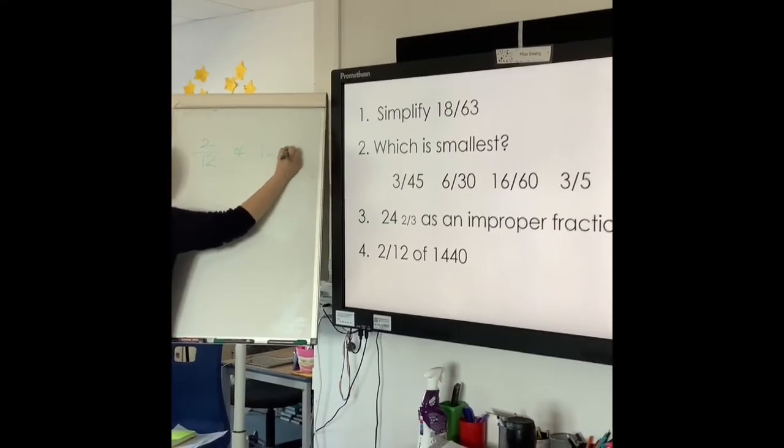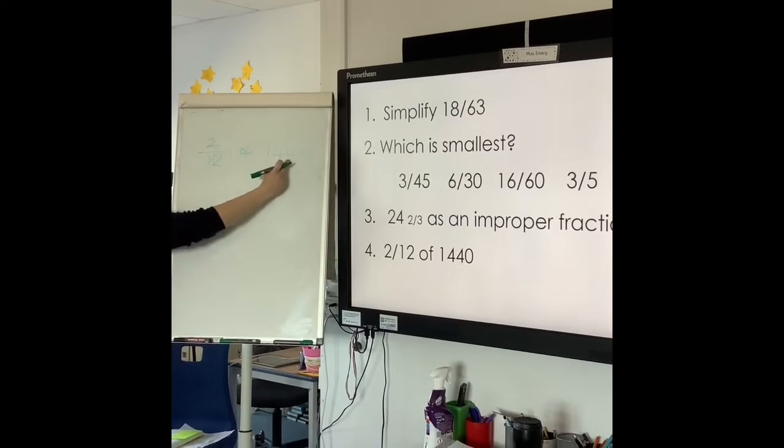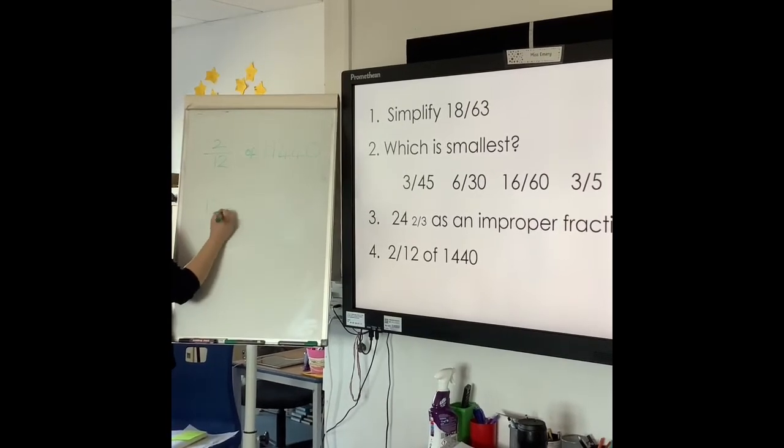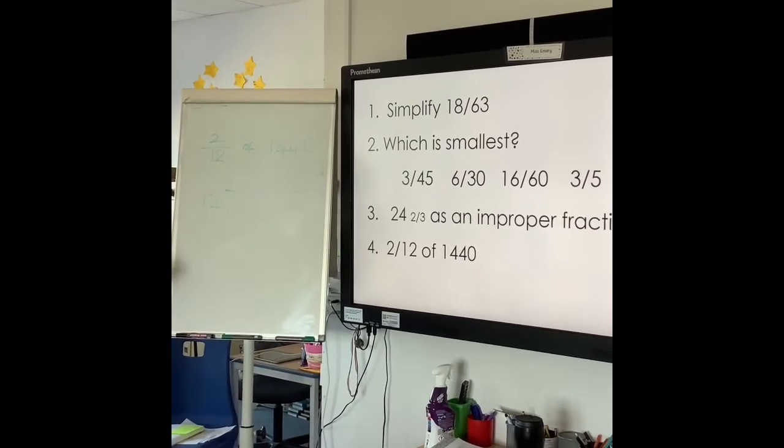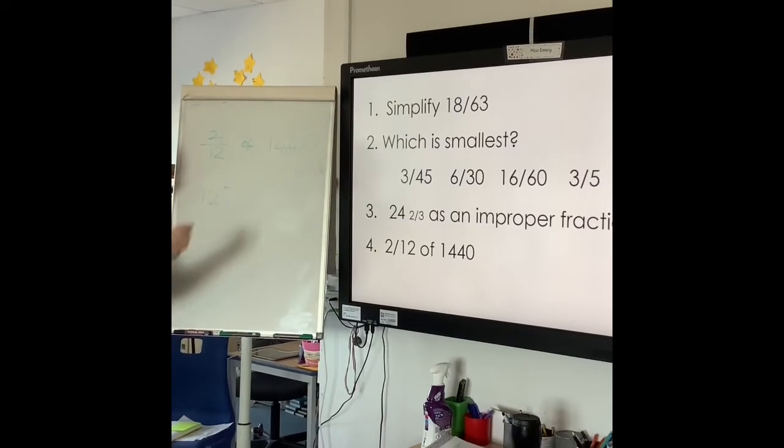Divide the amount by the denominator. We can do this. No, we can't. Can I throw it in the bin? Yes, I can. Well done.